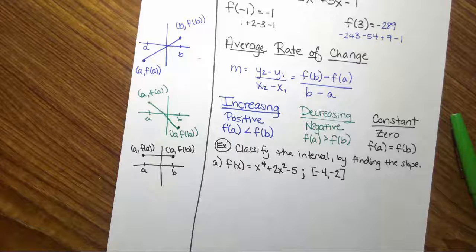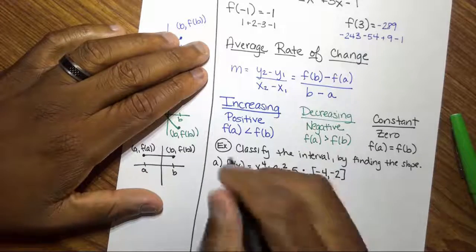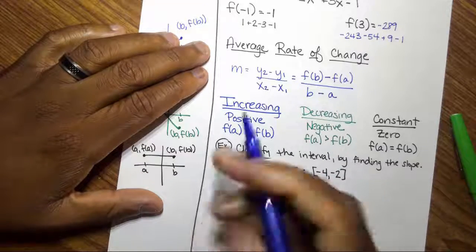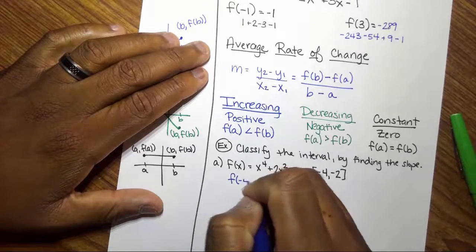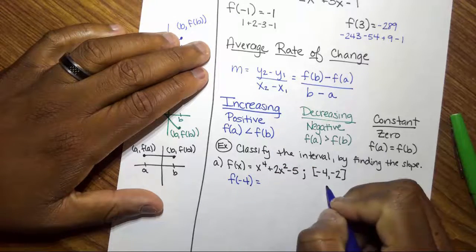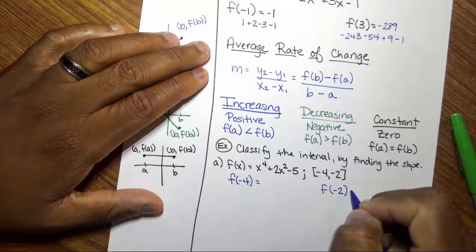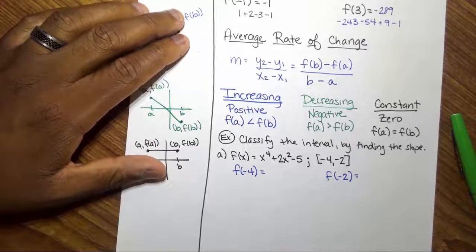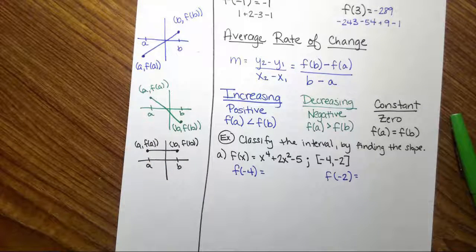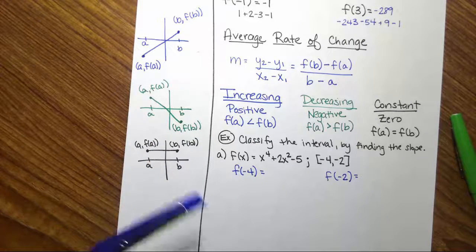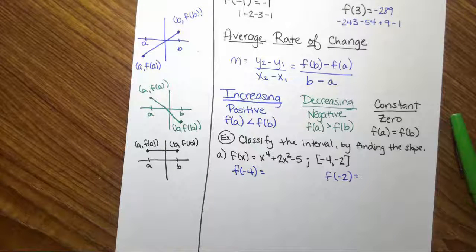So here's what we're going to do. If you evaluate the endpoints, they're going to tell you what's happening in between that interval. So we'll evaluate the function at f of -4 and at f of -2. Can we do that? How do we do that? With the table feature of your calculator. So let's do that in your calculators, please.